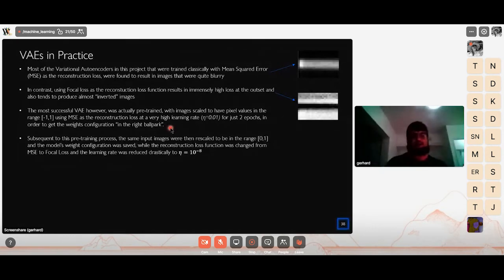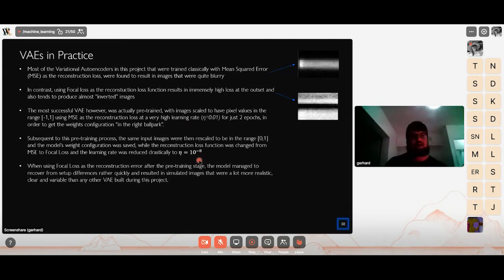After I did that, I rescaled the images to be between 0 and 1 so that I could use the focal loss function, and essentially use the same weights. So I saved those weights and loaded them into the same neural network, where I then use a sigmoid, so between 0 and 1. And I reduced the learning rate to like 10 to the -8 so that we could gradually find the right space of the hyperparameters to actually be in the right setup.